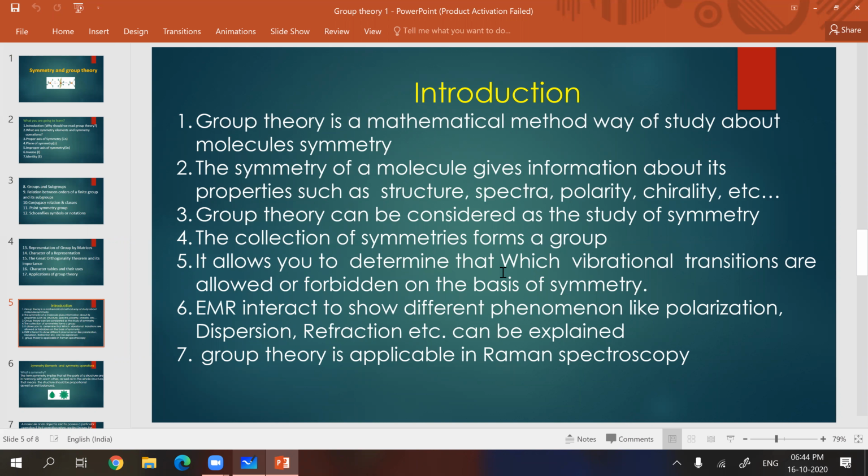It allows you to determine which vibrational transitions are allowed or forbidden on the basis of group theory, like IR spectra, and electromagnetic resonance interactions to show different phenomena like polarization, dispersion, refraction, etc. can be explained with the help of group theory. And group theory is applicable in Raman spectroscopy as well. So these are the various applications and why we need to study group theory in chemistry.